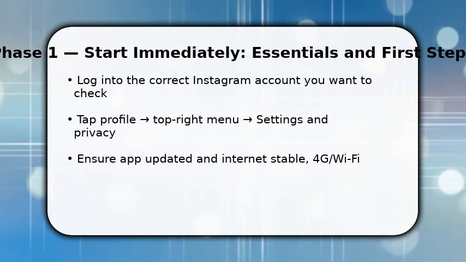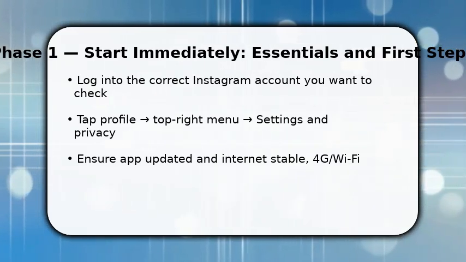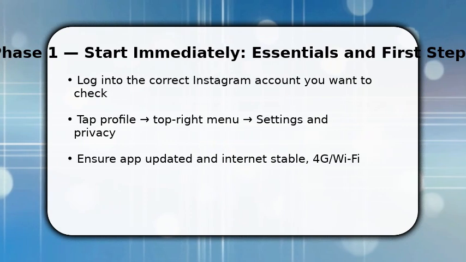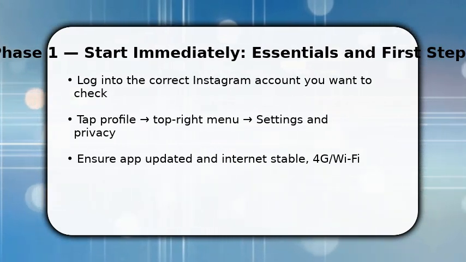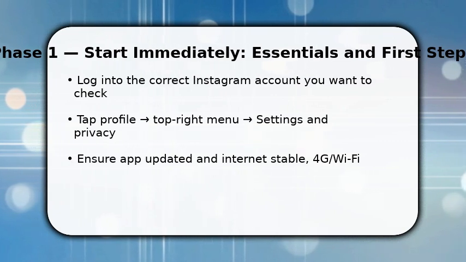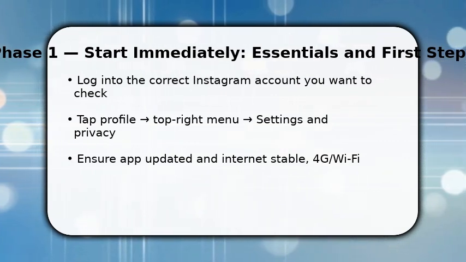You start by opening Instagram and signing into the account to inspect. This is crucial because linked accounts are account-specific. Once done, tap your profile, then the top right menu, and choose Settings and Privacy. This takes you to Connections.